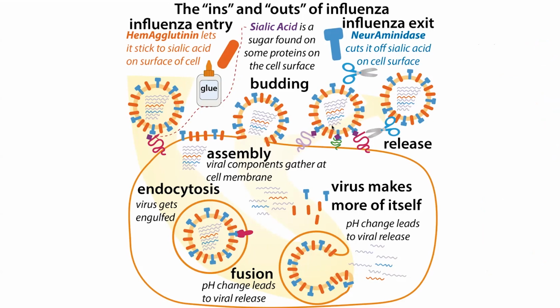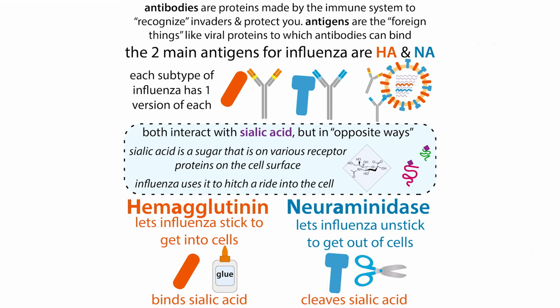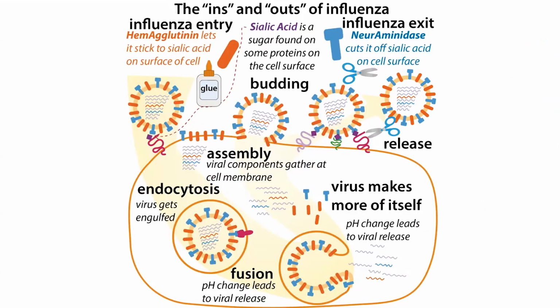But remember, you still have that sialic acid on the cell surface, which is how the virus docked and got in the first place. And so if you don't do anything, the virus is just going to get stuck on its way out. This is where neuraminidase comes in. It's a sialic acid cutter. And so what it does is cut that sialic acid that the virus is stuck to in order to release it.